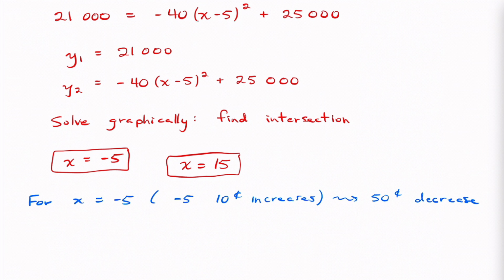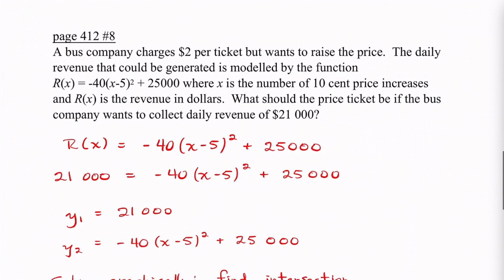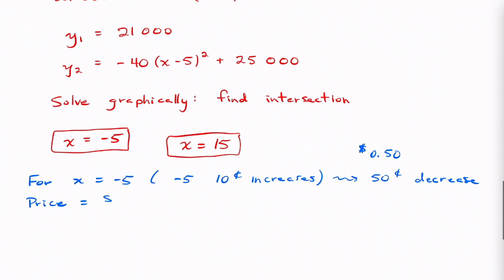Which in terms of dollars would be 0.50. So the price for this one, if we look back up at the top, it said it originally was going to be $2 per ticket. So it was originally $2 per ticket, but now we're going to have this 50-cent decrease. Subtract off 50 cents, and we get down to $1.50. So there's one answer for what the price of a ticket should be.